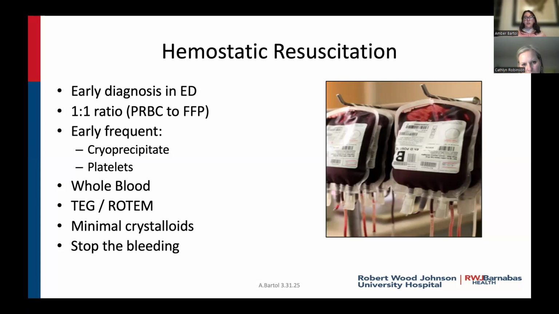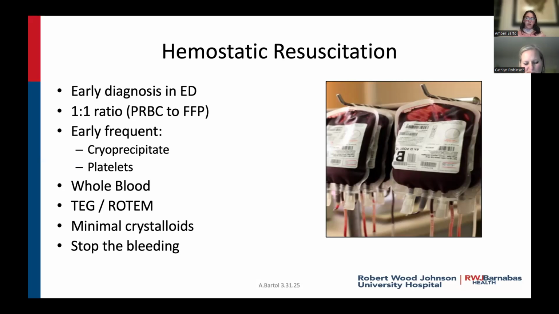We also want to be thinking about whole blood. So we'll talk a little bit more about whole blood in a few slides, but whole blood is really being brought into a lot of centers, especially in our state. And the benefits of it are really great. And the deficits of it are really pretty much none. So if we can transition to giving whole blood to most of our patients, I think we could probably see some really good outcomes. We can also utilize something called TEG or ROTEM.